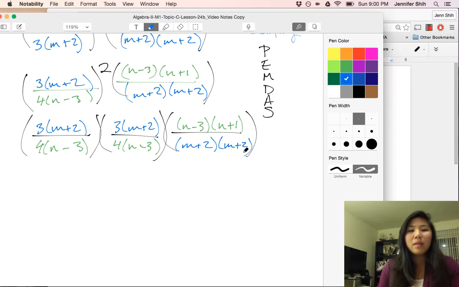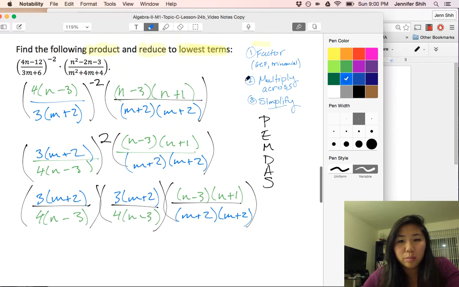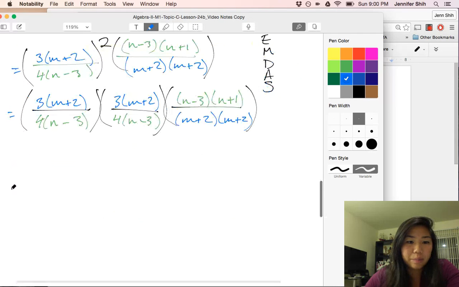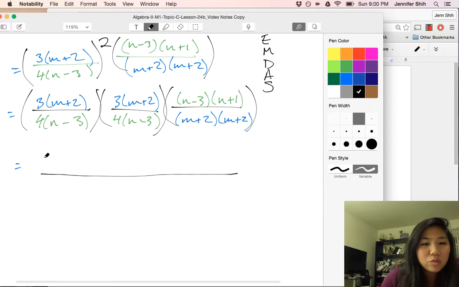Okay. Now, part of our rules, we factored, we multiplied across. Did we multiply across yet? We're going to do that. So let's multiply across and simplify. Oh my goodness, I forgot all of my equal signs. Can't do that. Okay. So let's make an equivalent statement. Let's draw a big fraction bar. And let's just rewrite all of our factors. I'm just going to rewrite all of them.